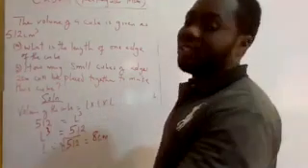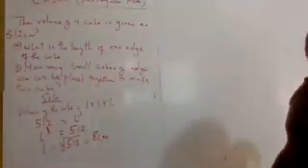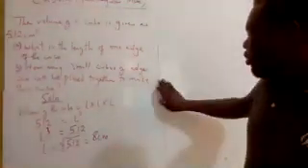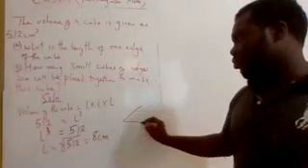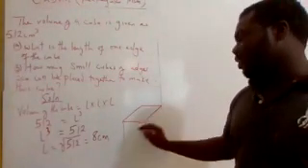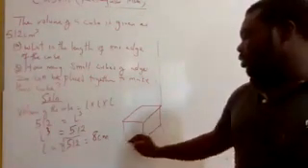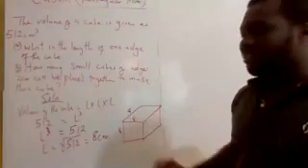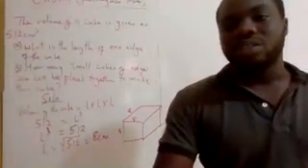Centimeters. So it means that one side is equal to 8 centimeters. Now, to the next question. What that means is that if I were to draw out this cube, this is 8 centimeters, this is 8 centimeters, and this is 8 centimeters. So now back to the second part of the question.